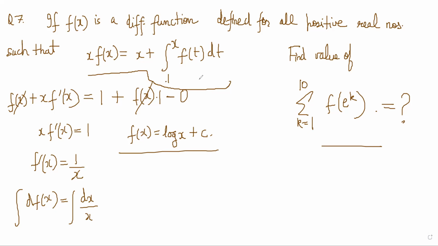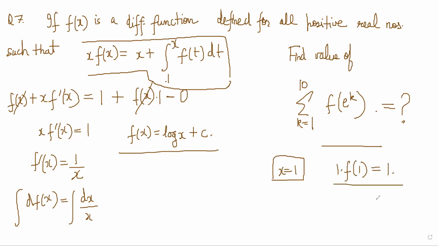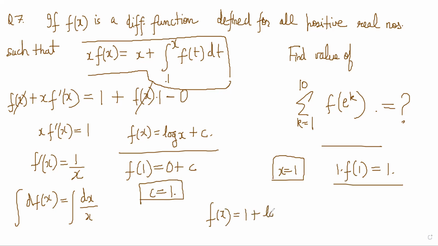So if you put x is equal to 1 in the original equation, notice that the integration vanishes because the limits are 1 to 1. So you'll get 1 into f of 1 is equal to 1. So that means f of 1 is 1. So f of 1 is equal to 0 plus c, so c is equal to 1. So f of x will come as 1 plus log x.